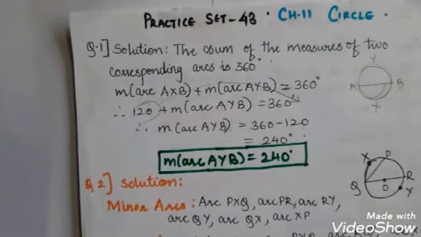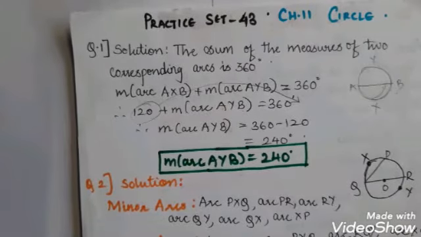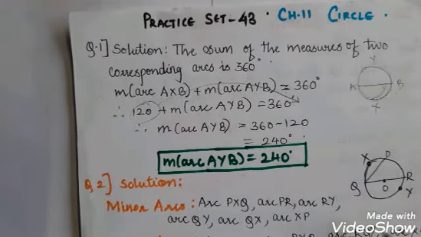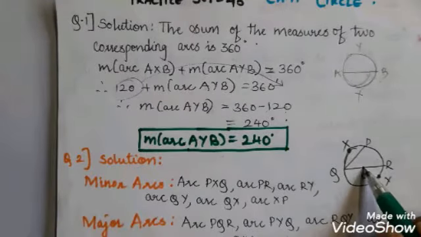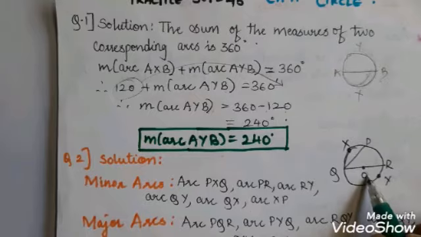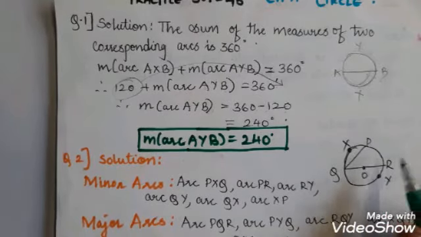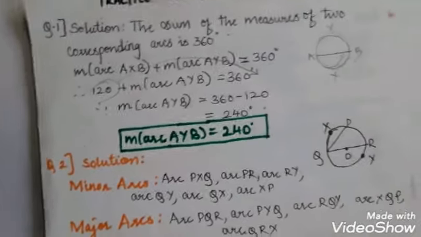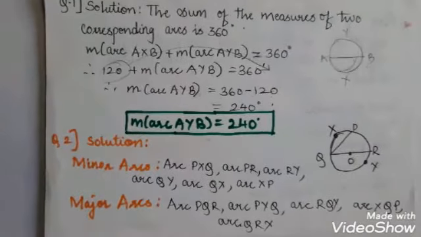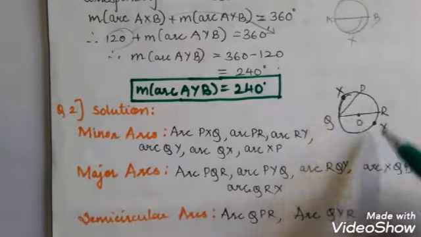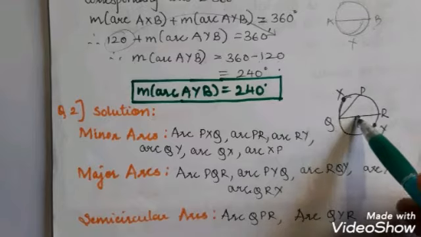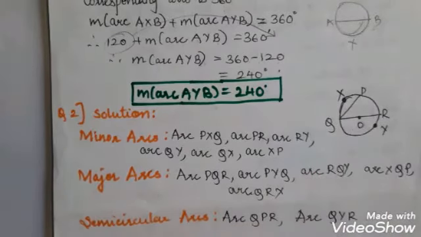Next, second sum. Some arcs are shown in the circle with center O. Now we can see this is the center O of a circle. Write the names of minor arcs, major arcs and semicircular arcs formed along them. Now they have given us some arcs in a circle with center O. We have to write three types of arcs.